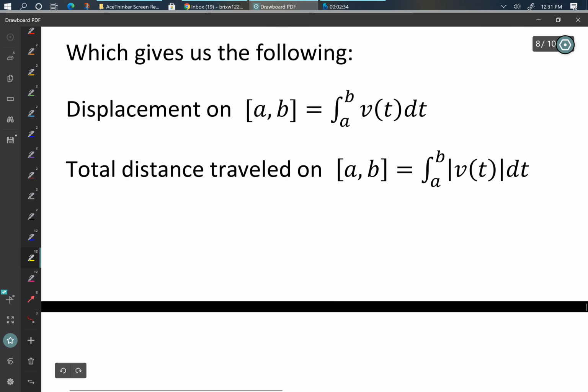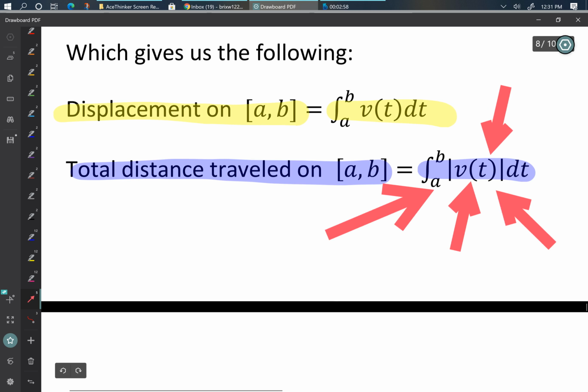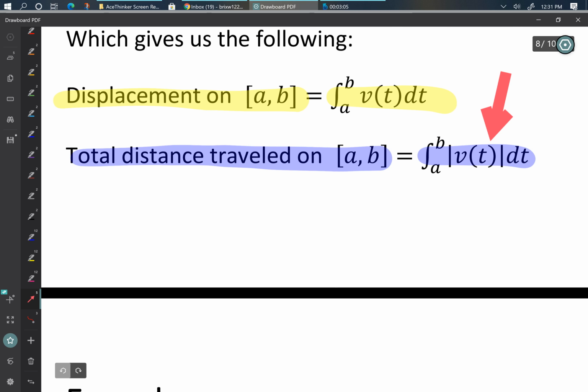We say that the displacement on an interval is just the definite integral of velocity over that time interval, and that total distance traveled on an interval is just the integral of the absolute value of v of t. Now here's the challenge: there is no way to evaluate an integral that contains an absolute value. So to make this work, you have to rewrite it so that it ends up looking something like this.